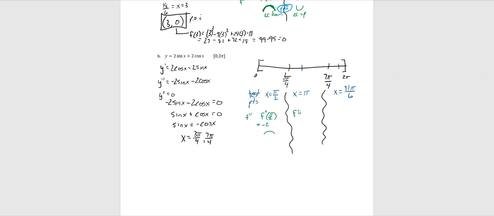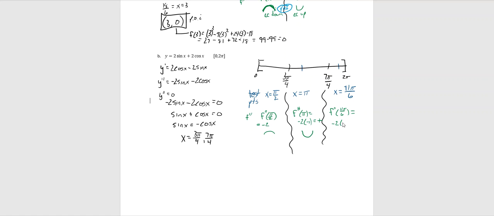At pi, the second derivative at pi, that is not pi, that is second derivative. At pi, sine is 0, and at pi, cosine is negative 1. So I'll have minus 2 times a negative 1, which is positive. So it's concave up. And the second derivative at 11 pi over 6.